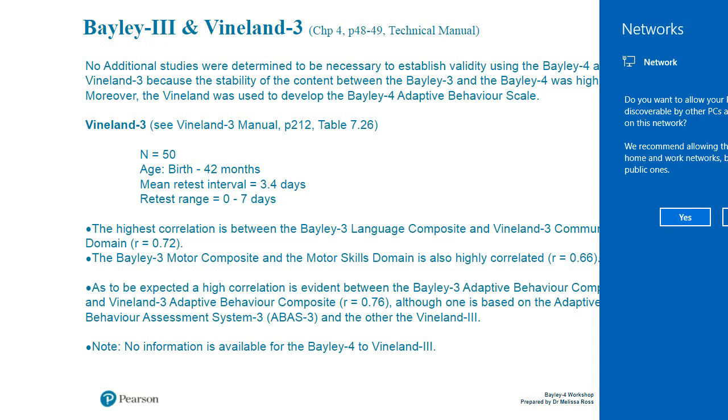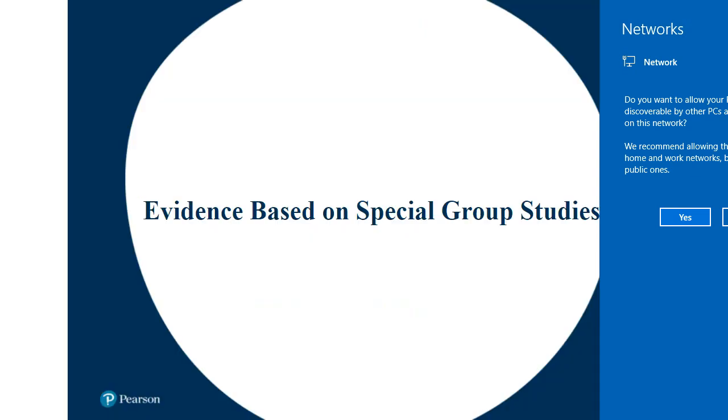Based on a sample size of 50, the highest correlation is between the Bayley-3 Language Composite and the Vineland-3 Communication Domain at 0.72. The Bayley-3 Motor Composite and the Motor Skills Domain is also highly correlated at 0.66. Let's take a look at how the Bayley-4 performs when used for various clinical groups.